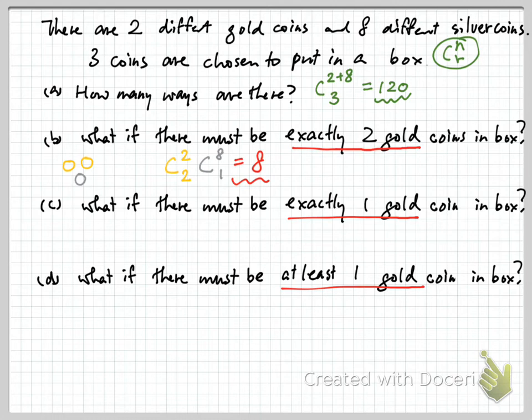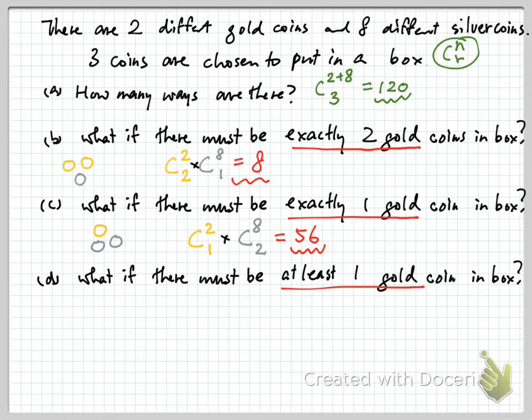Now similarly in part C, what if there must be exactly 1 gold coin? If there's exactly 1 gold coin, that means there are exactly 2 silver coins. So we choose 1 gold coin out of 2, and at the same time, we choose 2 silver coins out of 8, and then we multiply them together. These are independent events, so we multiply them. So there's 2C1 times 8C2. The answer goes to 56.